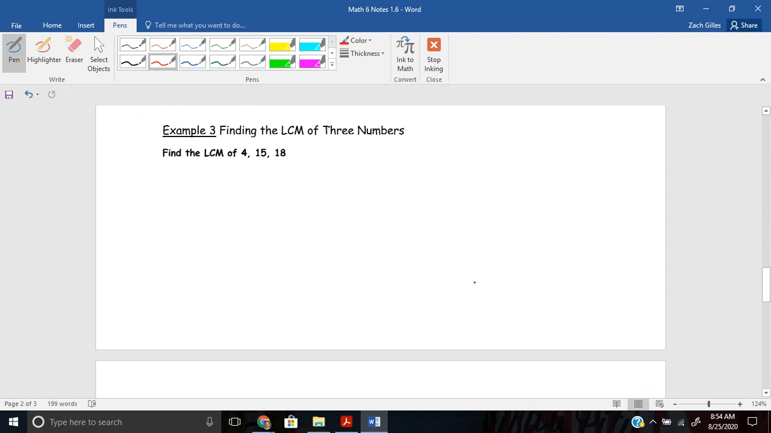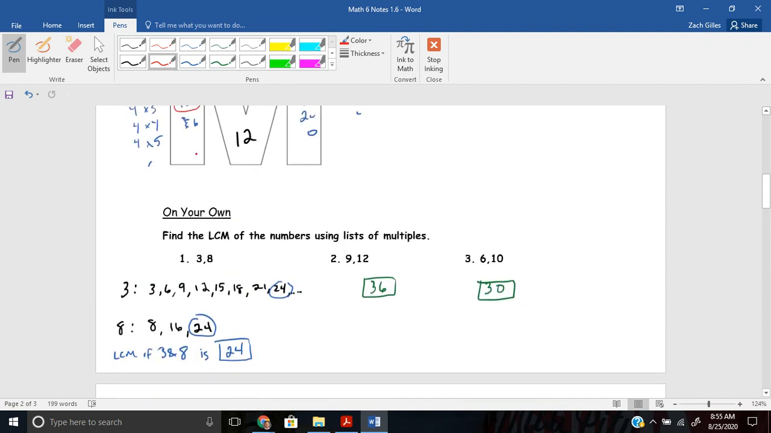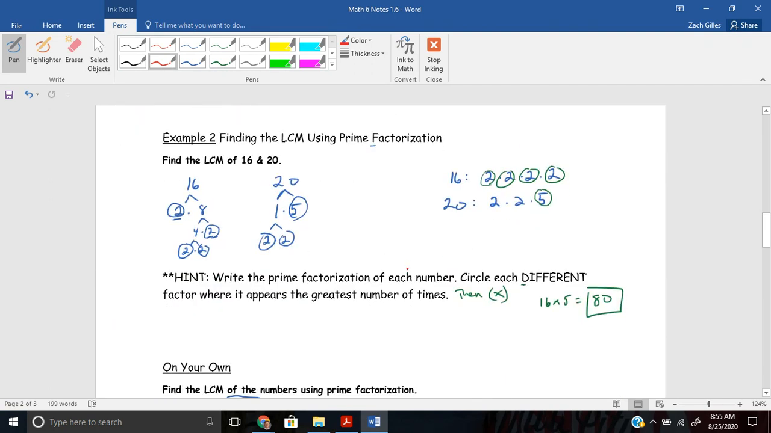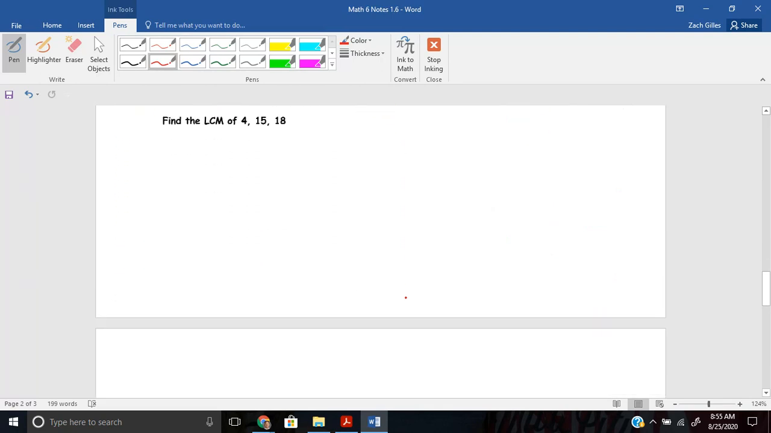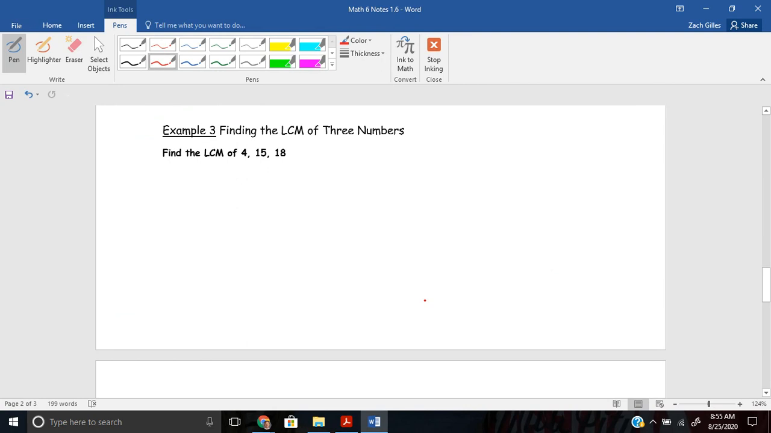All right, in example 3, it now asks us to find the least common multiple of 3 numbers. And you can do this either way now. You have a lot of different methods. You could do the list method. You could do the special M method. You could use prime factorizations. And I'm actually going to use prime factorizations because A, I think it'll help you to see it again. And B, when I have 3 numbers, making a 3 list now could get lengthy, whereas if I use the prime factorization method, it might be a little bit quicker.